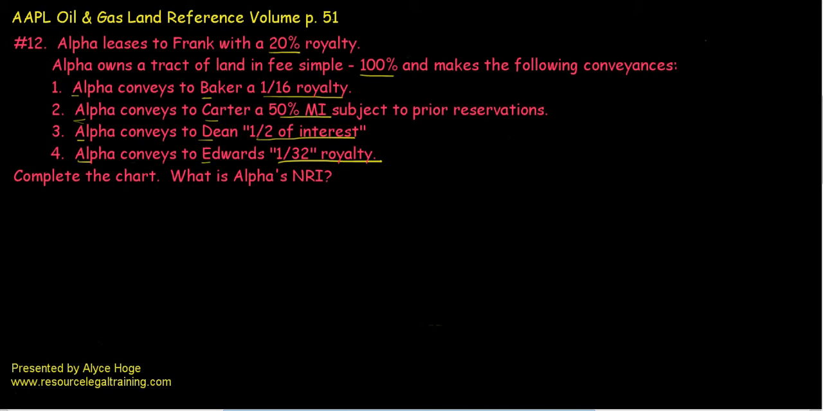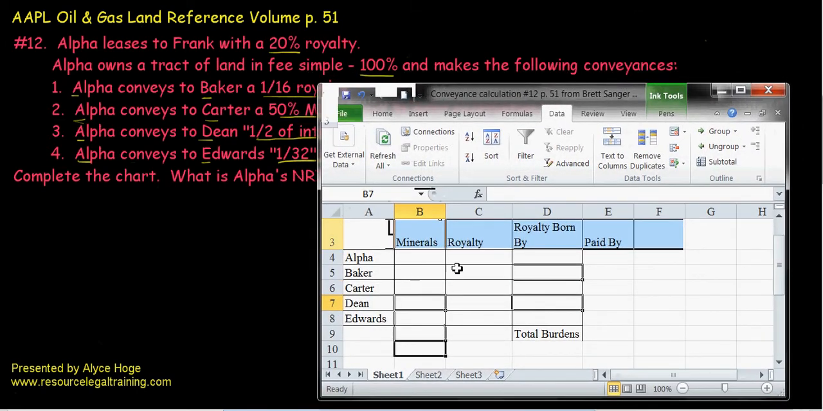So let me show you what the chart looks like. They want us to first look at who the mineral interest owners are, then what the respective royalties are of each of these parties, and then this says royalty borne by or royalty created by, and we'll say who creates them. And there's a practical matter, I've added a column just so you'll know who is actually going to pay that royalty. So since the first column is minerals, let's begin with minerals.